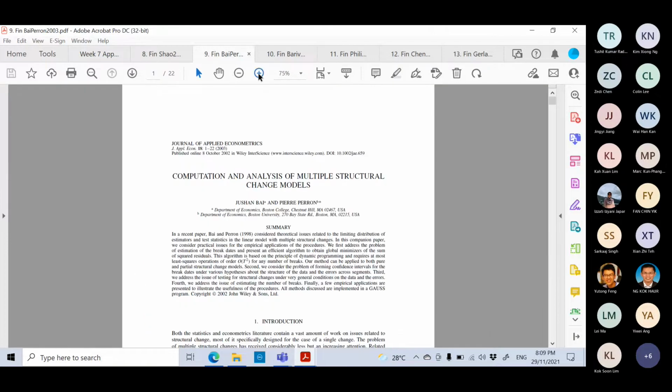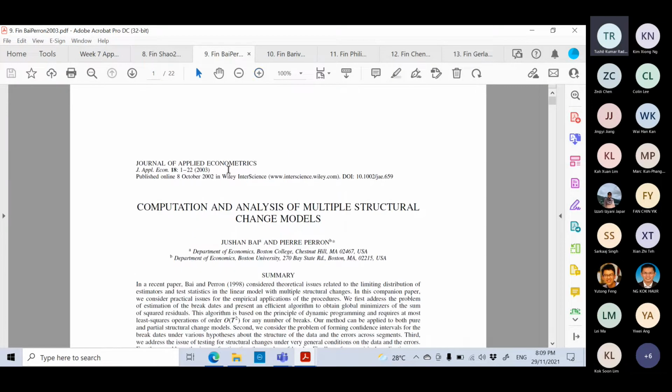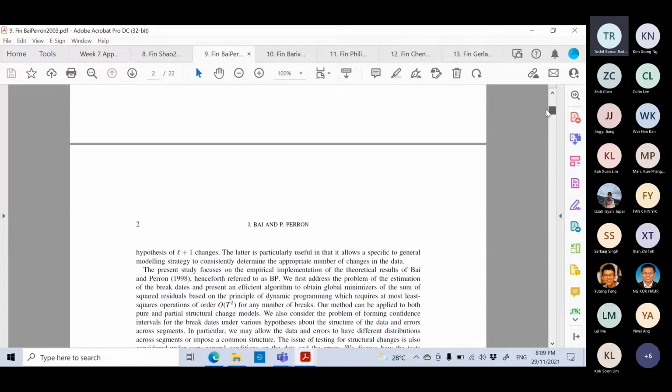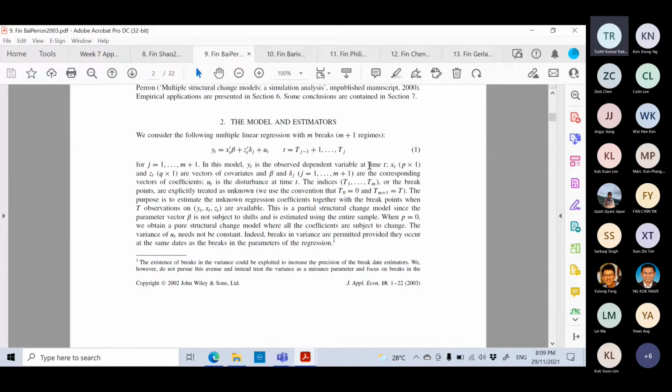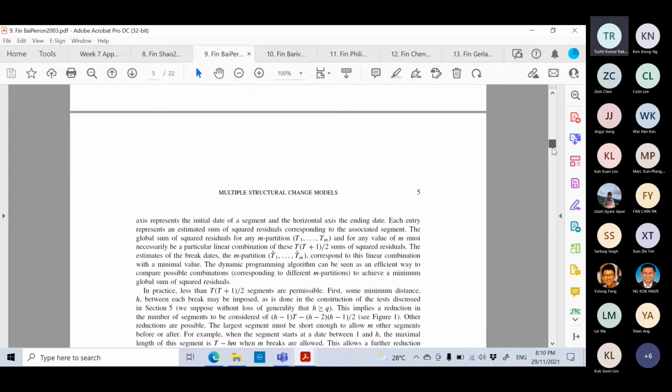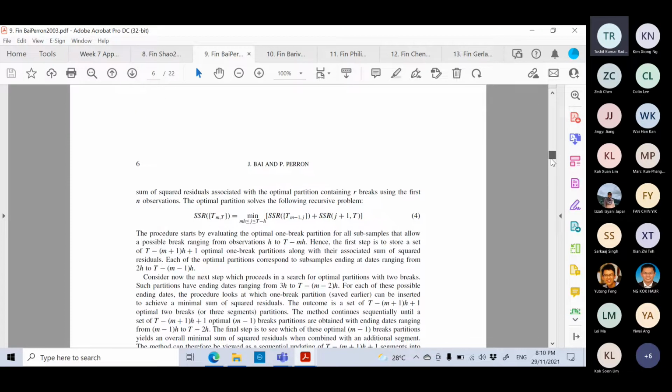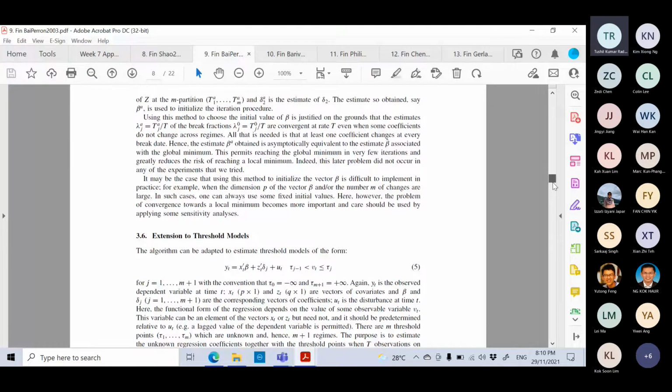Even though, as I mentioned, they publish in the Journal of Applied Econometrics, the background is still a lot of statistical and mathematical knowledge. Here they start with multiple linear regression. They tell you what model they have and how they are going to detect the multiple change points. I don't want to go through the theory here; I will go through the application.